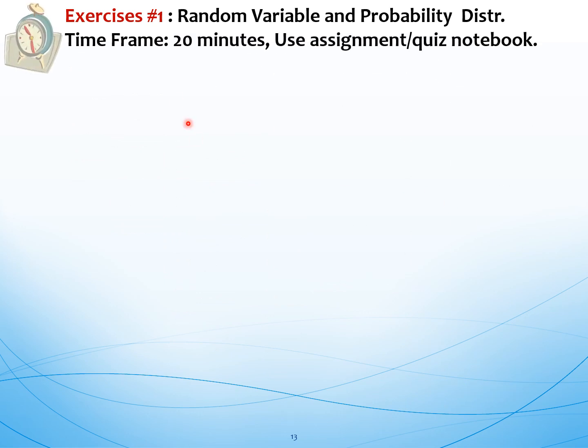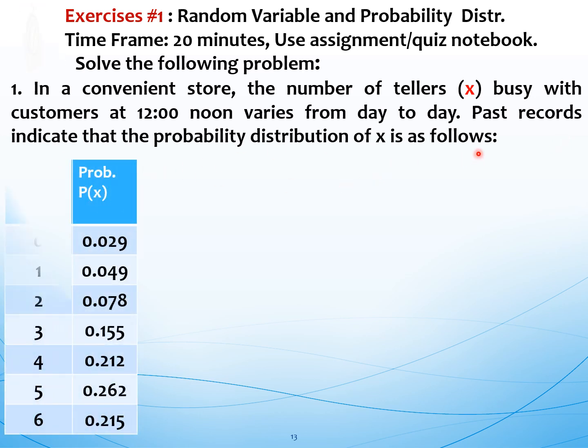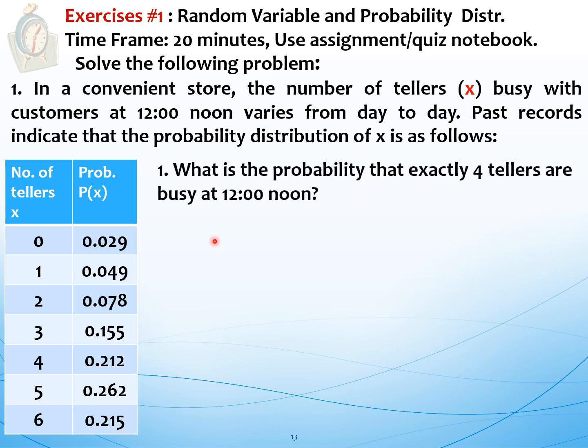So for exercises, I will give you the following scenario. In a convenience store, the number of tellers X busy with customers at 12 noon varies from day to day. Past records indicate that the probability distribution of X is as follows. So this is the X, this is the probability, and the questions are, 1, what is the probability that exactly 4 tellers are busy at 12 noon?